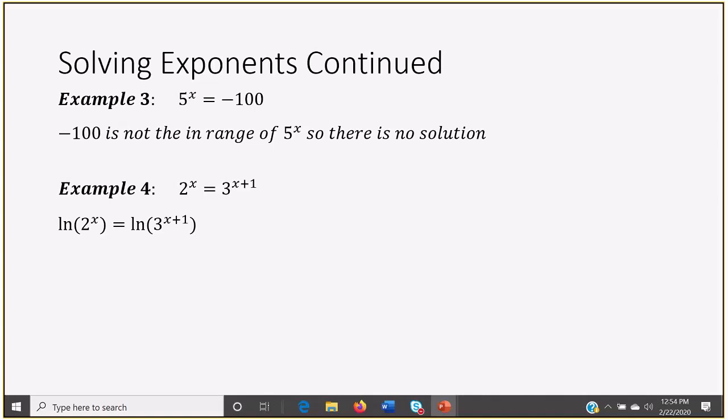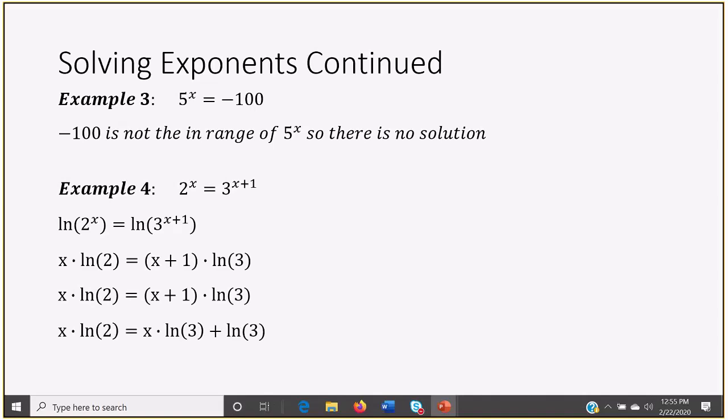And so what I'm able to do if I take the ln of both sides is I can use the power rule and bring the powers in front of both logs. So if I use the power rule, ln of 2 to the x becomes x ln of 2, and ln of 3 to the x plus 1 becomes x plus 1 times ln of 3. And now I just solve using algebra.